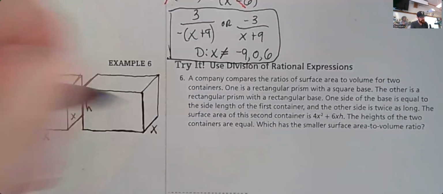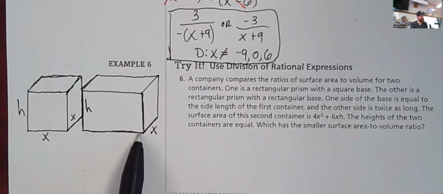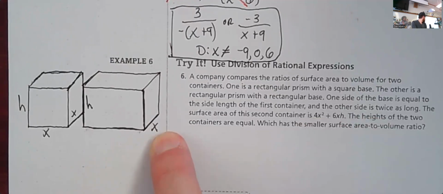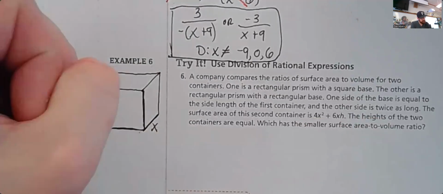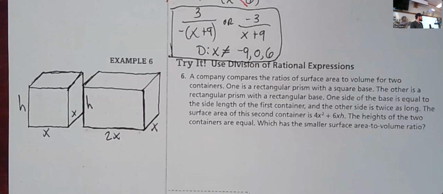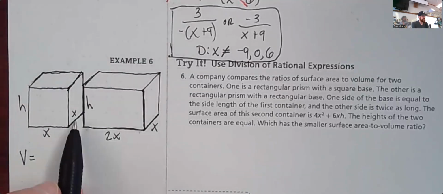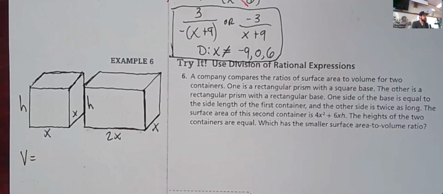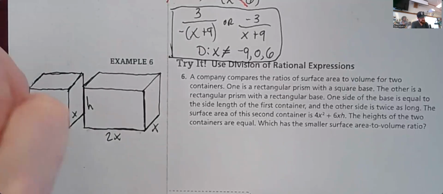This length here is x. What's this length? It could be that, but it says it's twice as long as this length here. 2x. Yeah, let's write it in terms of x. There we go. So we have the dimensions, the length, the width, and the height of each of our boxes. Great. What we need to do now is figure out the surface area and the volume of each box. Volume should be easy enough. Volume is length times width times height. So the volume of this box here is going to be x times x, which is x squared. X squared times h is the volume of that box.